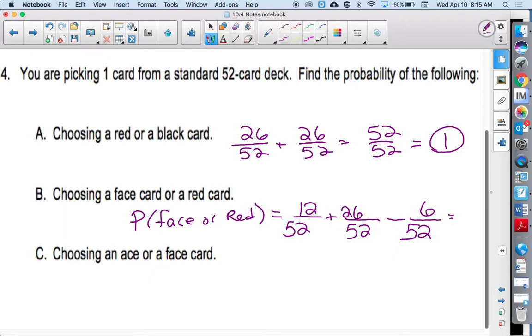So Emma, 12 plus 26 minus 6. 20? 20 what? 22? Which would be 11, 20.